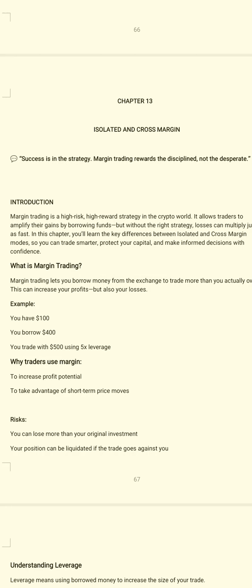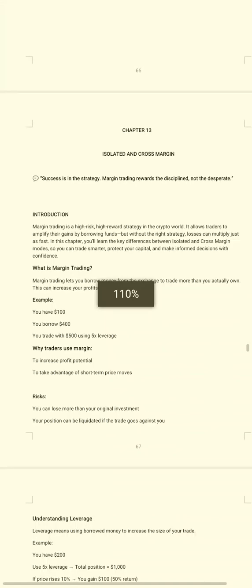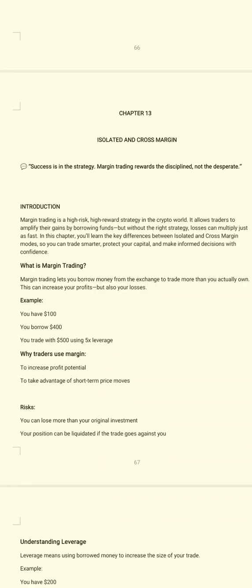is high risk, high reward in the crypto world. Now, margin trading can give you a very big profit, and it also comes with a very large risk. But if you know what to do in margin trading, you will make a lot of money. But if you don't really know how it works, you will lose everything. Now, what is margin trading? Margin trading lets you borrow money from the exchange and trade more than your actual capital.